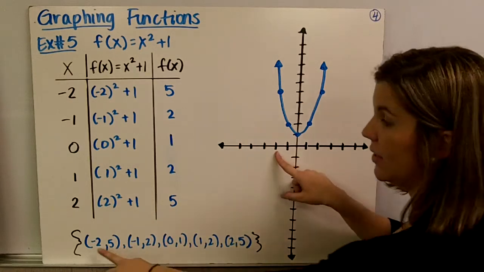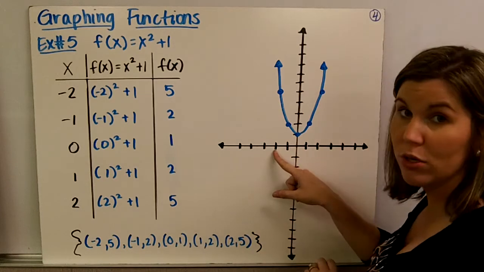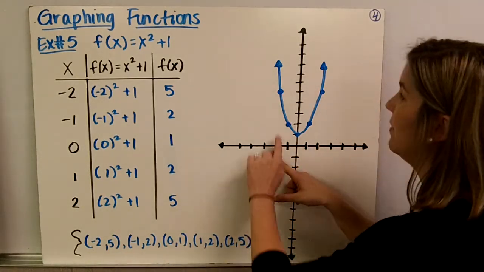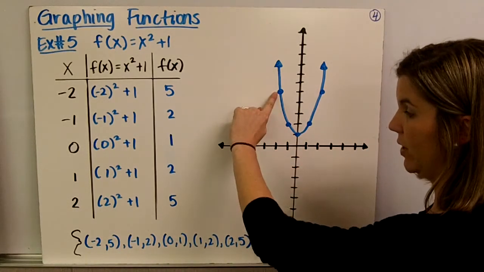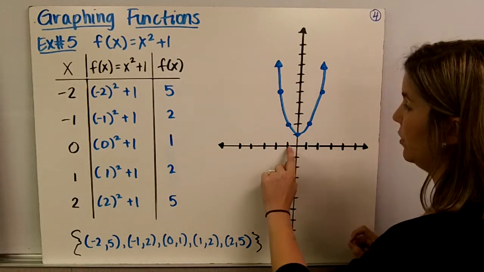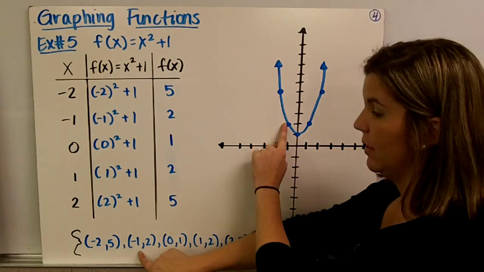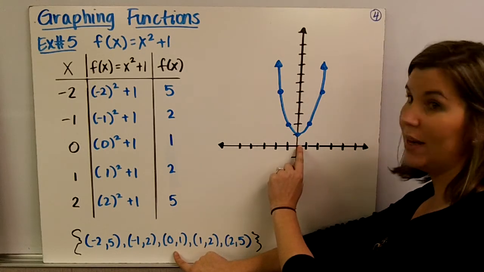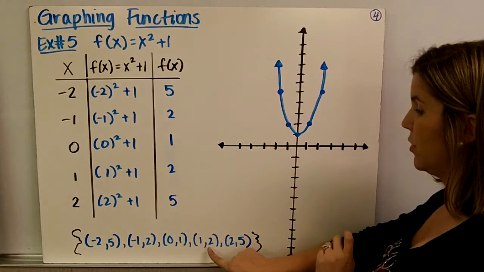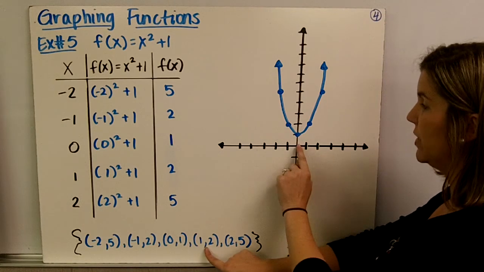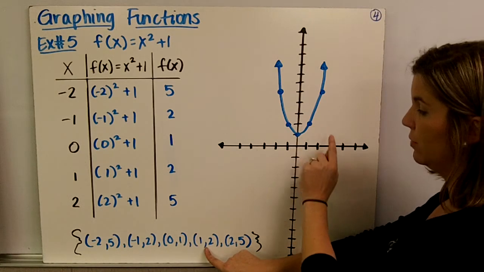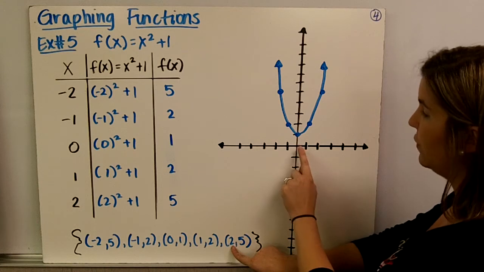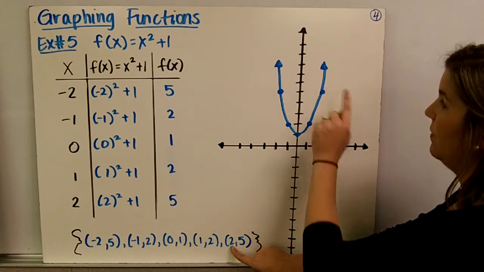So -2 means go left of the origin 2, and then +5 means go up 5. There's that point. -1, 2, go left 1 and up 2. There's the point. Over 0, up 1. So don't go left or right any, but go up 1, and there's another point. 1, 2 means go to the right 1 and up 2. And 2, 5, go right 2, up 5.